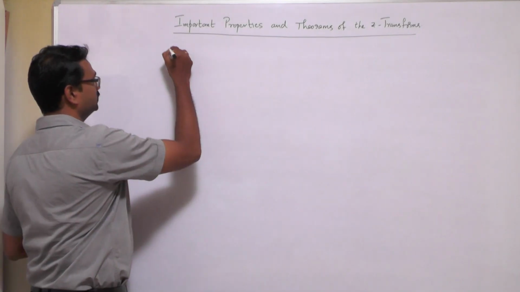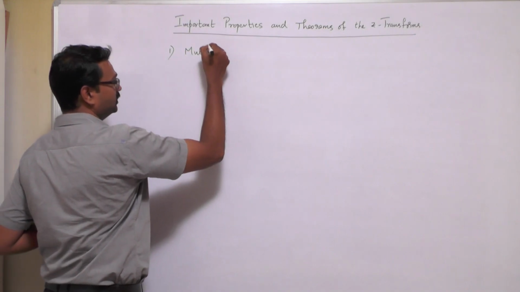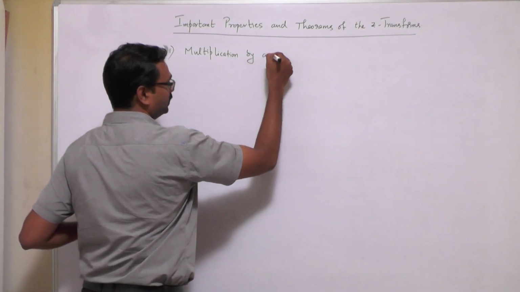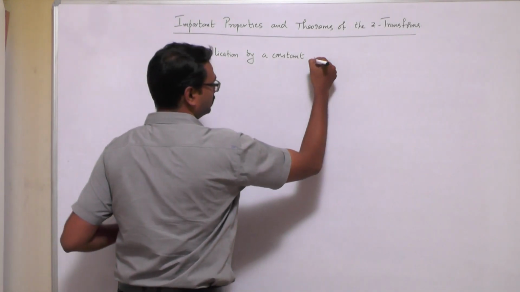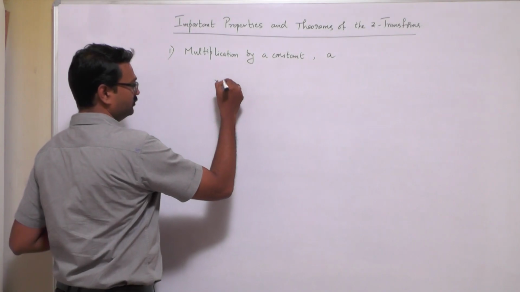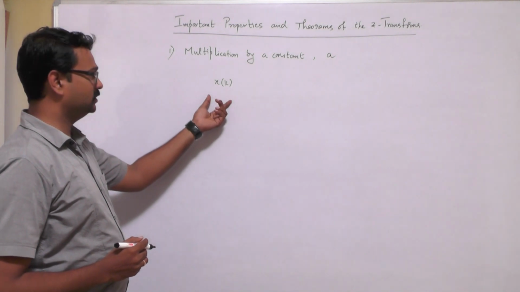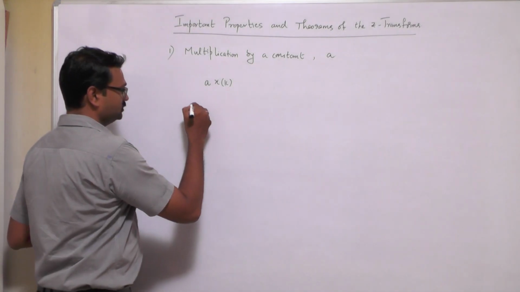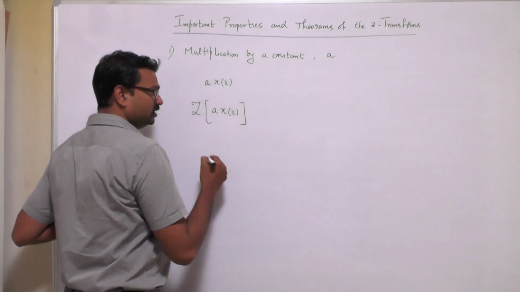First thing that we will see in these important properties and theorems is multiplication by a constant. For example, the constant is a. Now, let us say x of k is the signal or the sequence of numbers that we are having, and if it is multiplied by a constant, what is the Z transform of the function a into x of k?